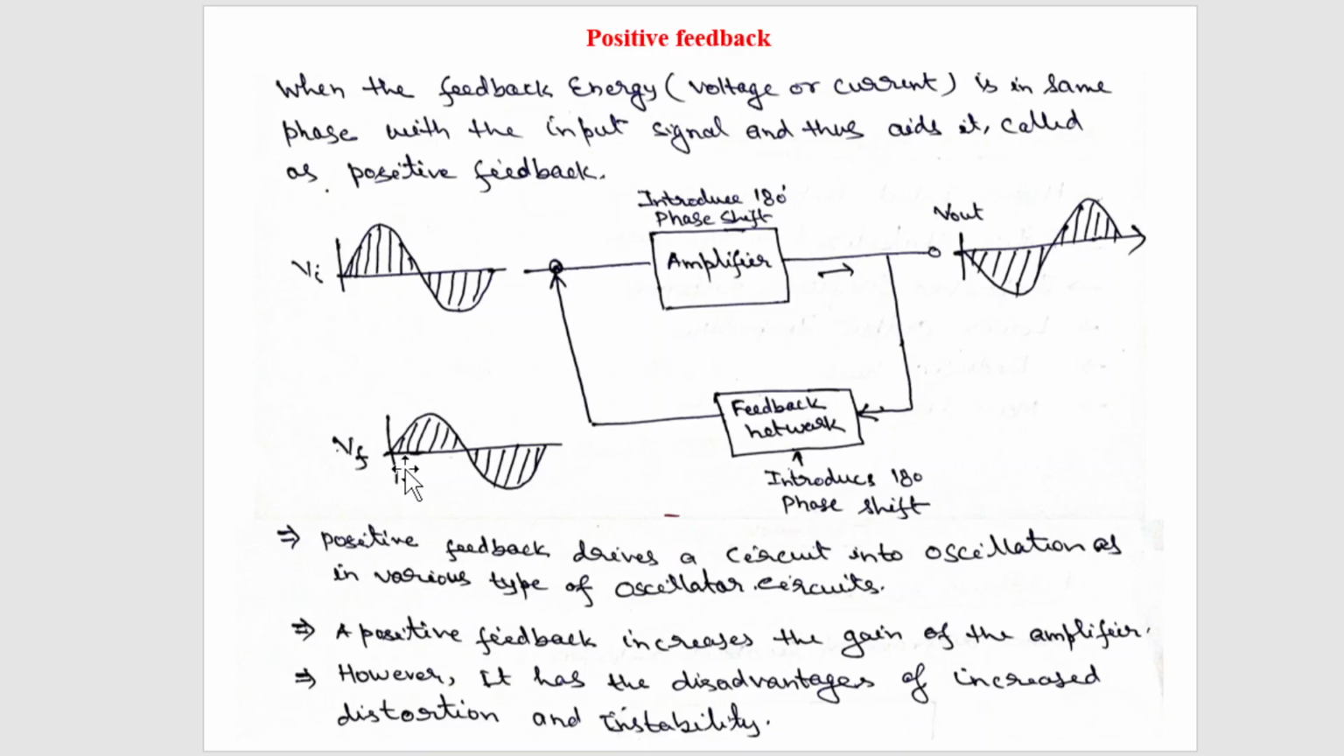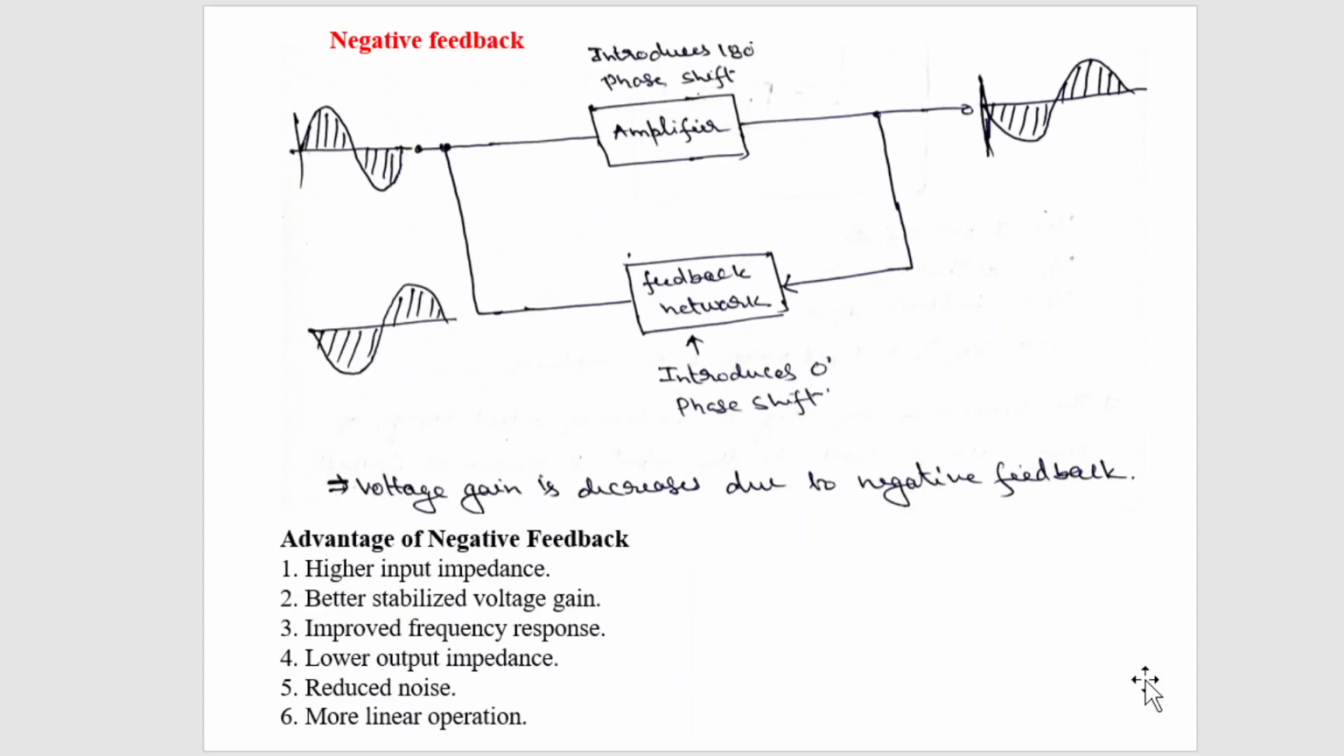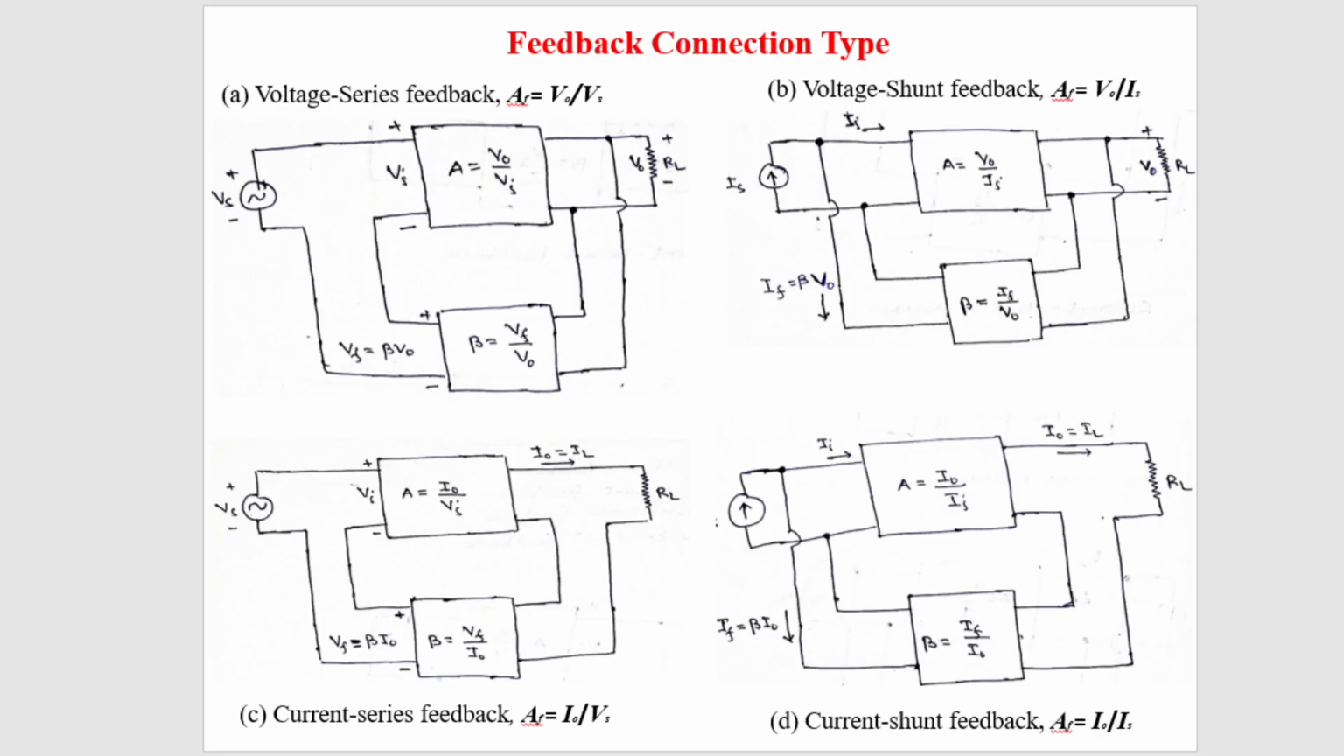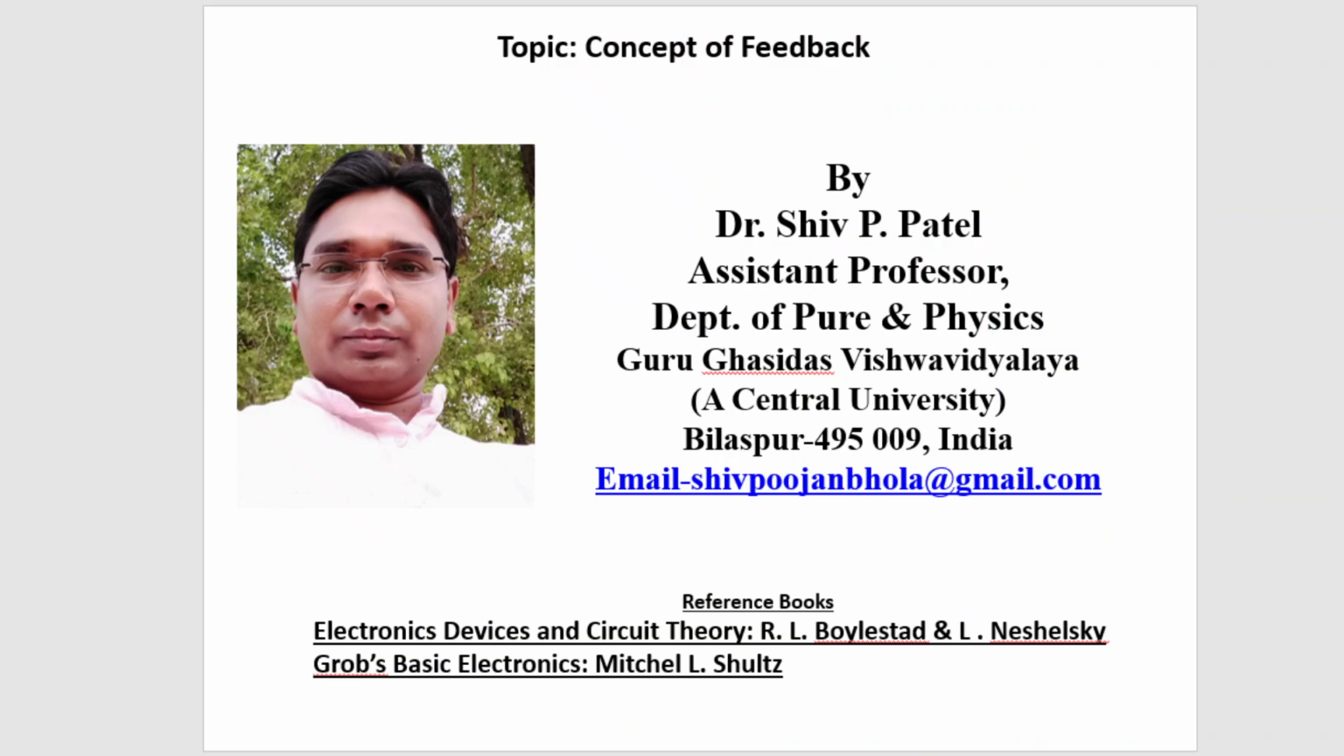If the input signal and feedback signal are in the same phase, that is called positive feedback, and this is basically used in oscillatory circuits. If the input signal and feedback signal are in opposite phase or have some phase change, that is called negative feedback. Negative feedback is more stable. It has very high input impedance, low output impedance, reduces noise and gives more linear operation. Then I have explained the different types of feedback connections in this lecture.